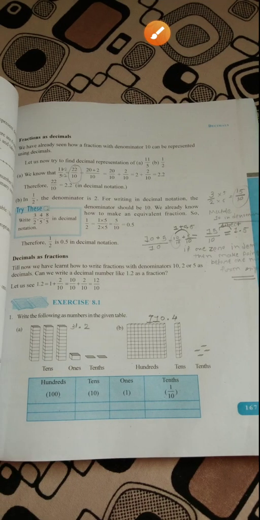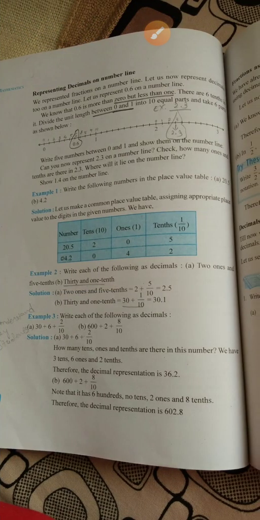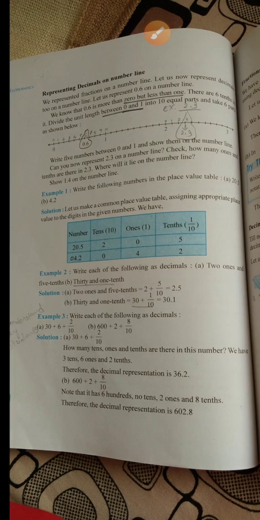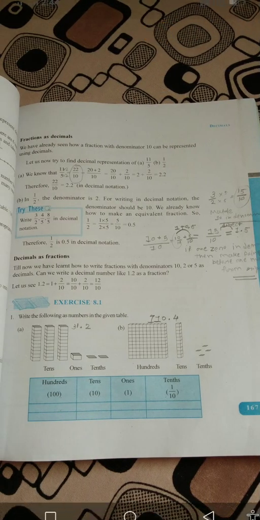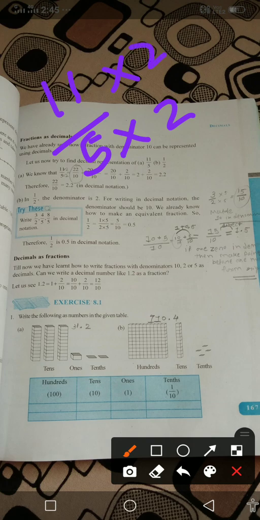Now next page, fraction as a decimal. This third example you have to do yourself, you can do it very well. Okay, now fraction as a decimal. I already told you why a fraction is a decimal. See here, 11 by 5 is given. If I want to make it a decimal, first of all I have to make the denominator a power of ten, like we can make 100, or if possible make the nearby one. So if we multiply by 2 here, it will also multiply by 2 above, so the denominator becomes 10.